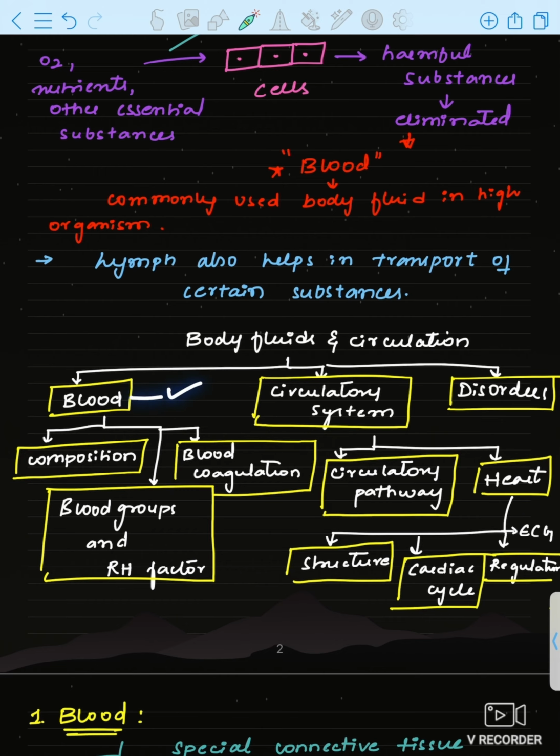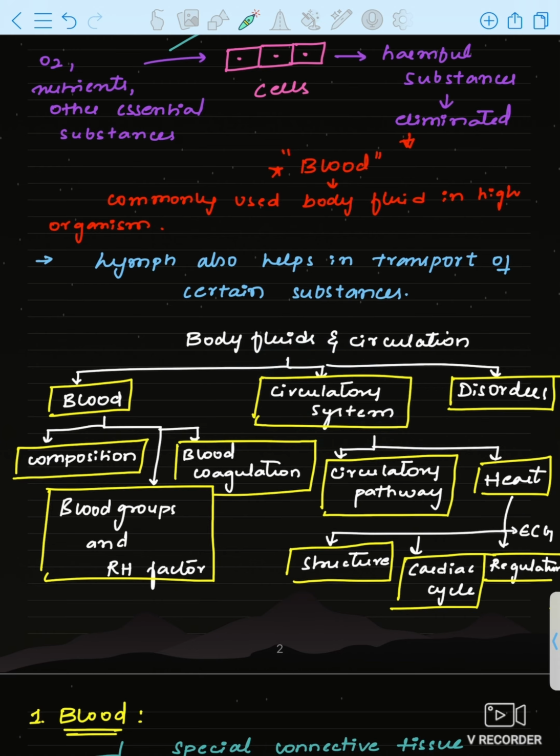First we will discuss the blood, its composition, like what all the elements and cells are present, and we will learn about the blood groups and RH factor, and the blood coagulation method, how a blood clot will occur when there is some injury on the hand or anything. Blood will flow, right? To stop the blood, how the coagulation or clotting method will occur, we will learn about this.